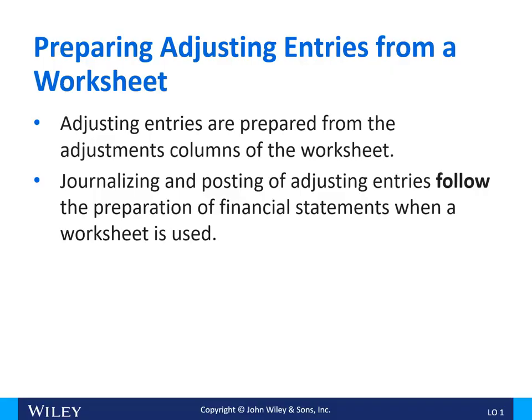We can now prepare our adjusting entries from the adjustments columns in the worksheet. The journalizing and posting of the adjusting entries, if we're doing this process, follow the preparation of financial statements when a worksheet is used. So if we do the worksheet, we do the adjusting entries after we've done the financial statements. If we skip using the worksheet because that's an optional step, we can do like we did in Chapter 3 where we do our adjusting entries, create an adjusted trial balance, and then prepare the financial statements from there.